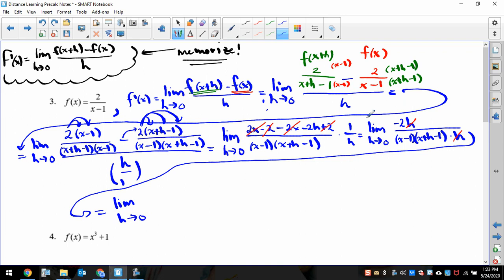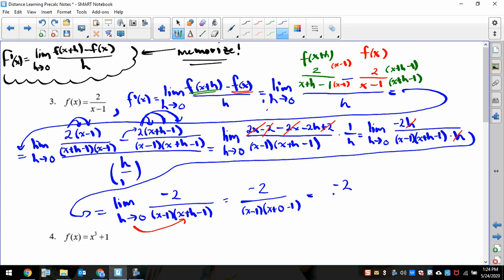Limit as h goes to 0. So here we go. What's left in the numerator is a negative 2 over an x minus 1, x plus h minus 1, and that's it. As soon as you get that h cancellation, we had so much cancellation here, try to plug in again. So let's see what we get here. We're going to get negative 2 over x minus 1 times x plus 0 minus 1. And that's going to leave me with negative 2 over x minus 1 times x minus 1, or x minus 1 squared. So this is our final answer. This is the derivative.